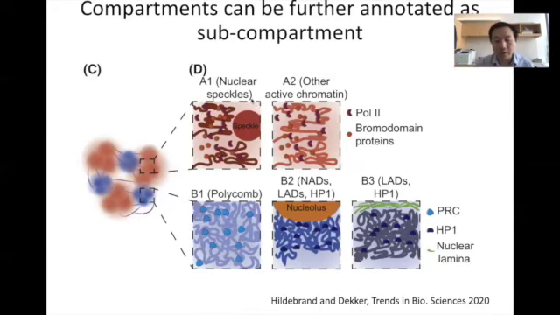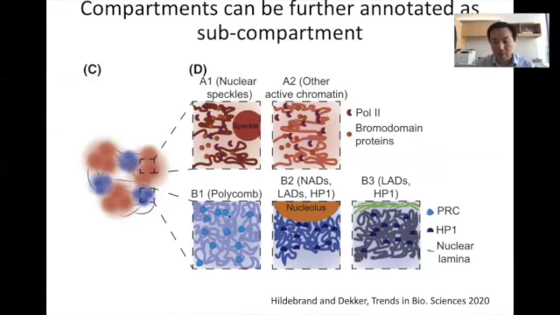So in this case, you can see, again, A is more in the center, and those regions are more open and more transcriptionally active, right? You can see A1 is the compartment closer to the nuclear speckles. There is a lot of transcription going on. And A2 has more polymerase II and Brunowski domains in this region. But both A1 and A2 are open compartments and actively transcribed regions.